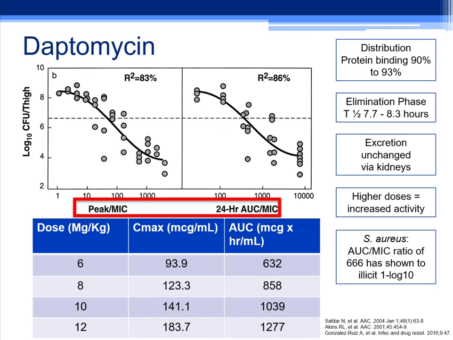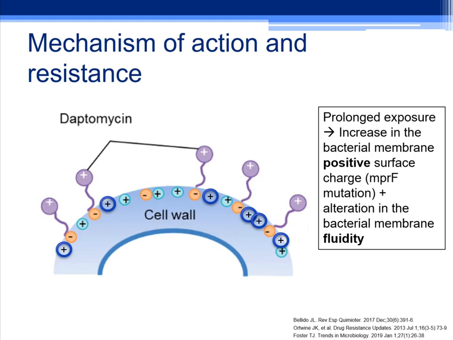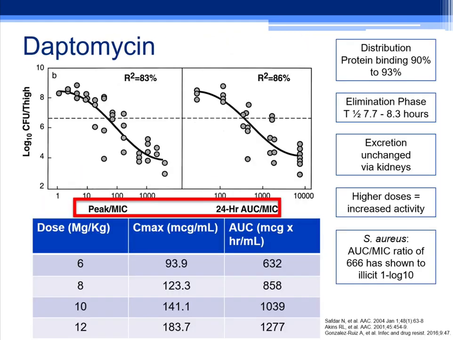So when you actually extrapolate that out, you can see as you give a higher mg per kg dose, you get a higher Cmax, and you also get a higher AUC. Thus, you get that higher ratio and a higher, faster kill log than you would with lower doses. We do know that it's about 90 to 93% protein bound, so you can have some issues in patients that have albumin issues or patients that are in septic shock. Like we mentioned, the higher doses have that increased activity.